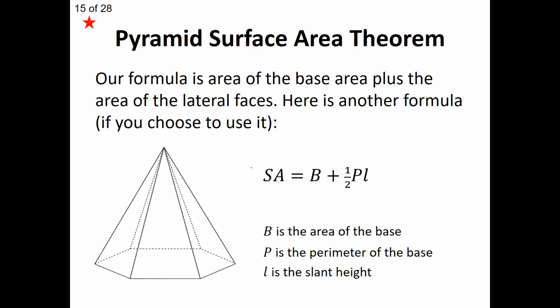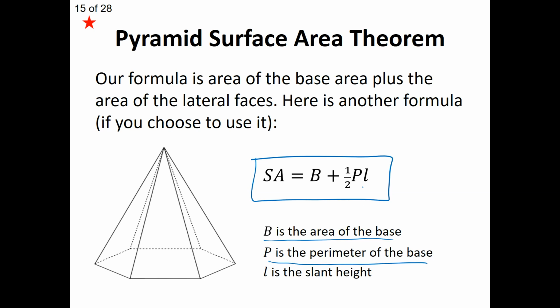Again, we're looking for total surface area. To find total surface area, we add the area of the base, which is B again, right? There's the area of the base. And we add that to 1/2 the perimeter of the base times the slant height. That's where we get this 1/2 PL. So P represents the perimeter of the base and L represents the slant height.